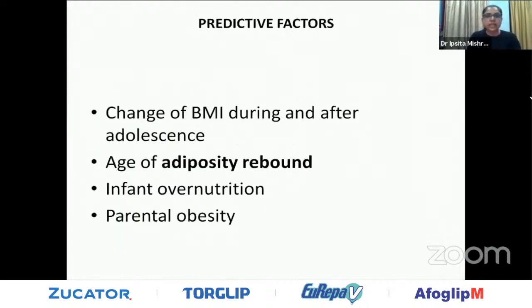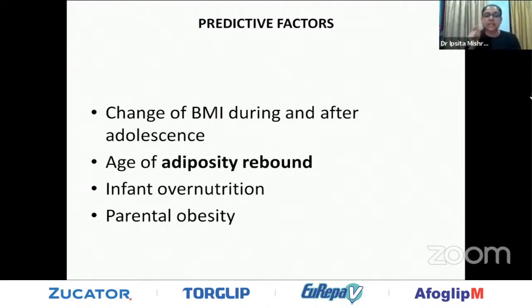I'm not going into detail into the risk factors of obesity, but some important predictive factors are the rate of change of BMI during and after adolescence, which determines the tracking of obesity until adulthood. Very important is the age of adiposity rebound. If it occurs before 5 to 6 years of age, then probably the child is going to remain overweight or obese throughout. Infant overnutrition and parental obesity.